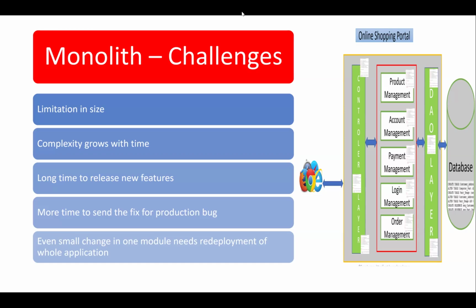So I need to understand where we need to analyze and fix. Just like a new feature release, a production bug fix is also some kind of feature we can think of. Even a small change in one module needs redeployment of the entire application. All these are interconnected, so I'm not going to waste time here. Limitation in size, complexity grows, long time to release, more time to send a fix to production, small change in one module, all these are similar problems.